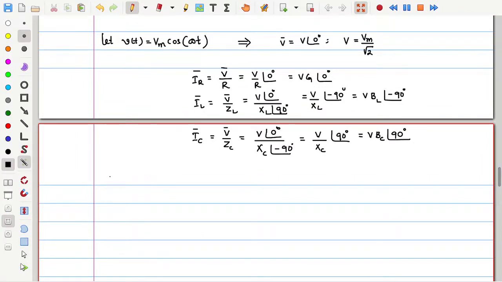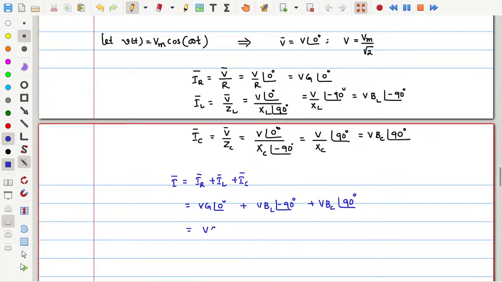So what will be the current? I bar is equal to IR bar plus IL bar plus IC bar. Now let us substitute all these end results here. VG at an angle 0 plus VBL at an angle minus 90 plus VBC at an angle plus 90.